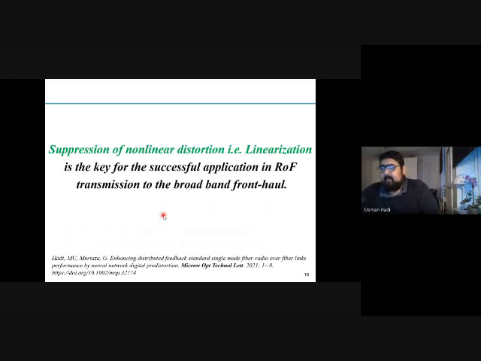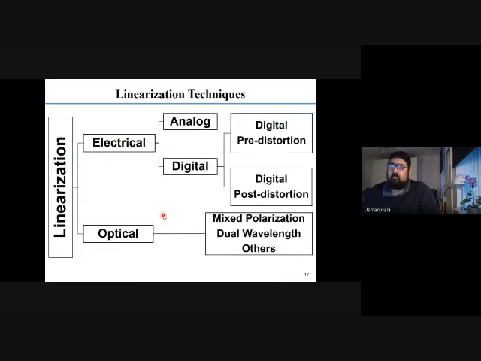So here I have summed up that if you suppress these nonlinear distortions, that is, if you linearize your fronthauls, that is the successful application of the broadband fronthauls in the transmission of radio over fiber. So if you can linearize your system with this inexpensive link, you are good to go. So what does it mean?